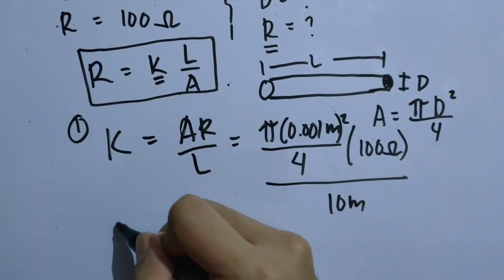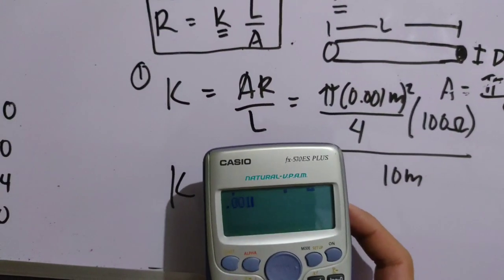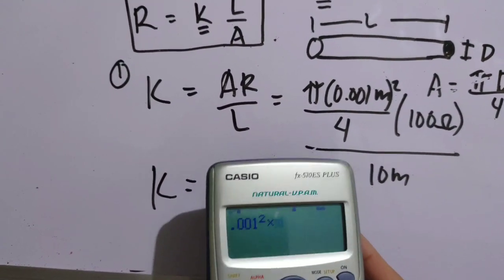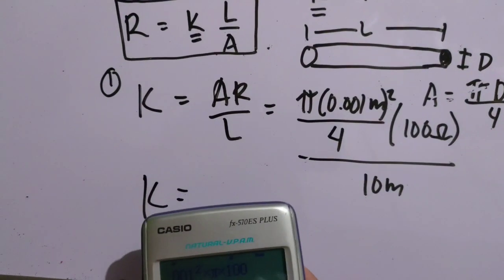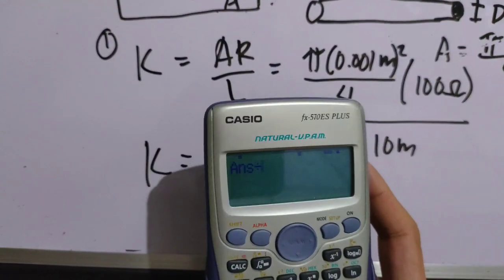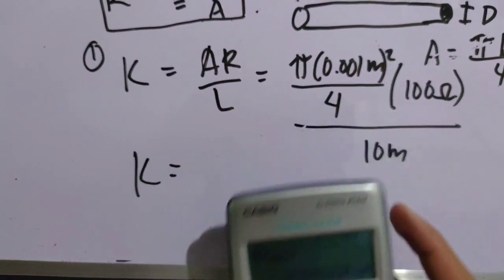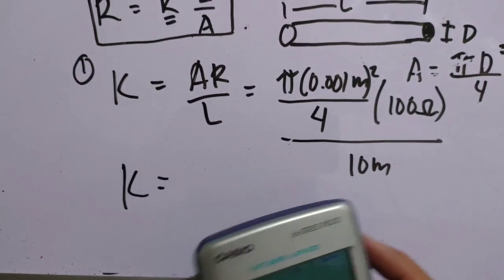So i-solve natin yan using calculator. 0.001 squared times pi times 100 divided by 4 divided by 10. So ito yung K natin. Ito yung value ng K natin. 7.85 times 10 to the negative 6.